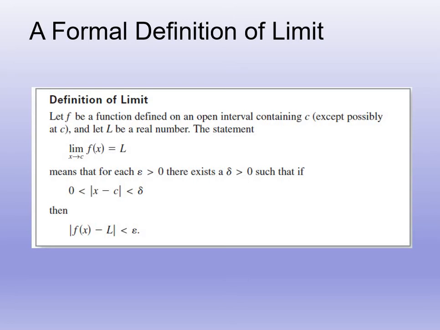All right, meaning for each epsilon greater than 0, an error, a little bit of change in y, there exists a delta greater than 0 such that, and these are the two important things we wrote down on the previous slides, if 0 is less than the absolute value of x minus c, which is less than delta, then the absolute value of f of x minus L is less than epsilon. Make sure you write all this down.